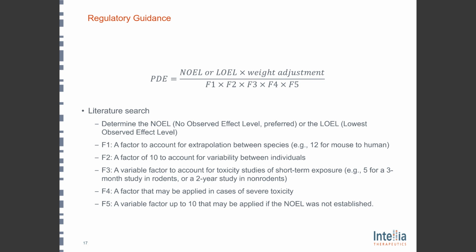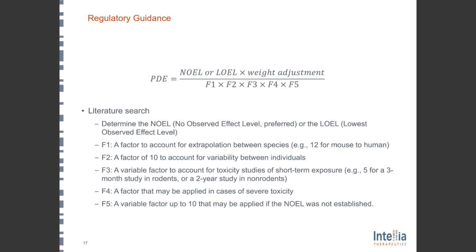most comprehensive and the safest approach to determining your permissible daily exposure. So F1 is a factor to account for extrapolation between species. So if within this article that you are citing for your PDE, it was a mouse study, you can use an F1 factor of 12 for mouse to human. And these are all laid out for you too in Q3C. So that 12 for mouse to human is specifically laid out in Q3C.